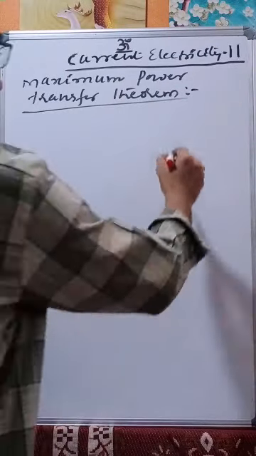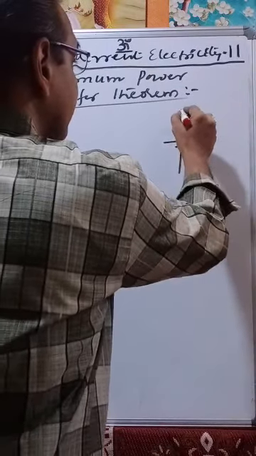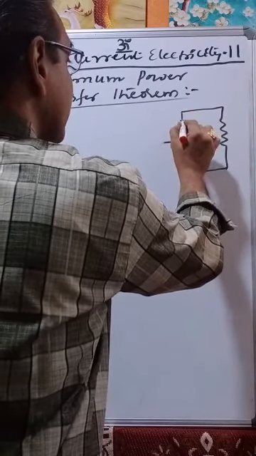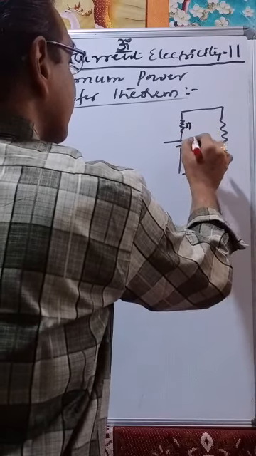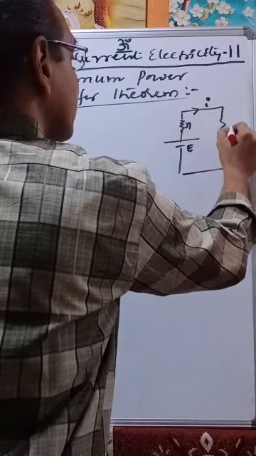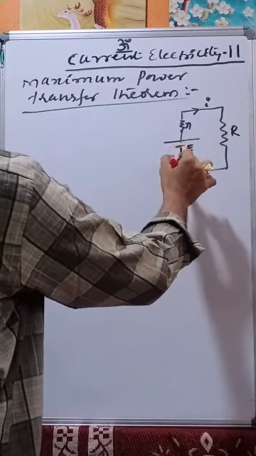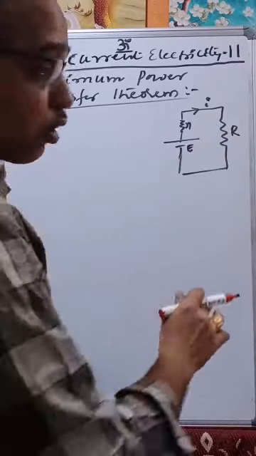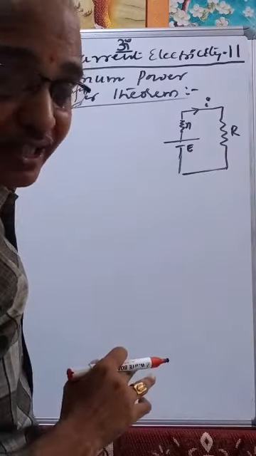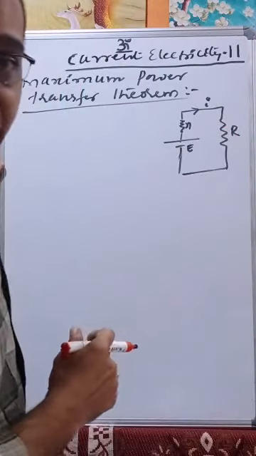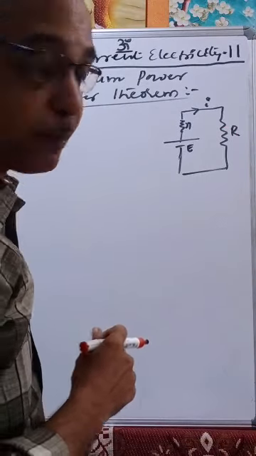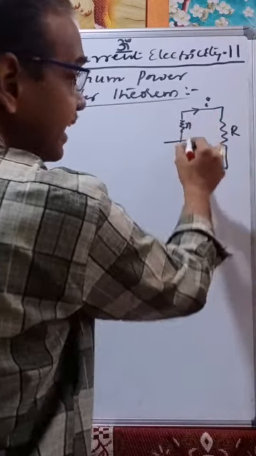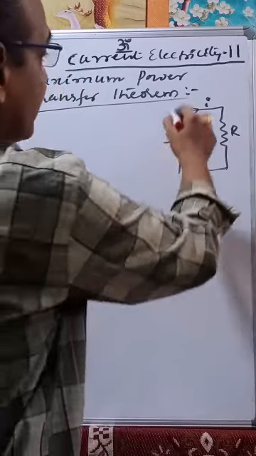What it says is maximum power is delivered. It indicates that some small resistance is also there here, r, and E. This is current I flowing. This is resistance R. Maximum power is delivered by the source to the load resistance. We call this resistance the load resistance or external resistance. This is internal resistance. The current I is flowing.